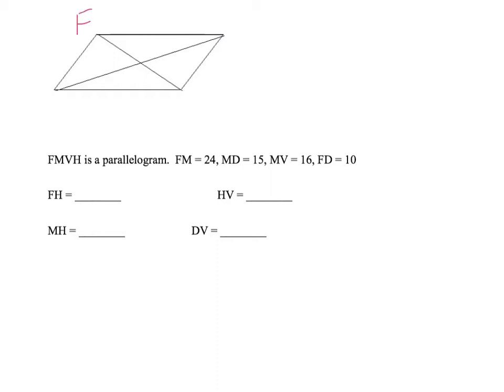So we're going to start off with F here. We're going to say this is M, V, and this is H, and then we'll stick D right in the middle. Now, label your diagram, label your diagram, label your diagram. Can't say that enough. So if they're telling me FM is 24, I'm going to put that up here for FM. Then they tell me that MD, this segment right here, is 15, so I'll label that with a 15. They say that MV was 16, so we'll put a 16 down for MV. And then the last one, FD, they told us FD right here was 10. So I'm going to go ahead and label that.